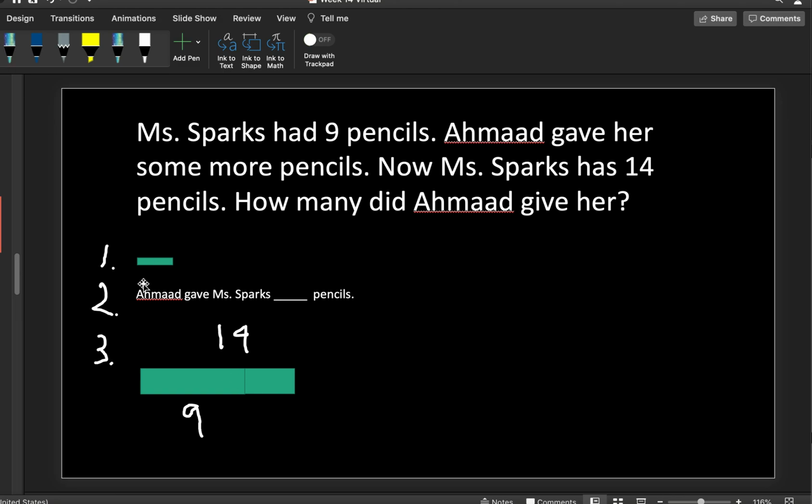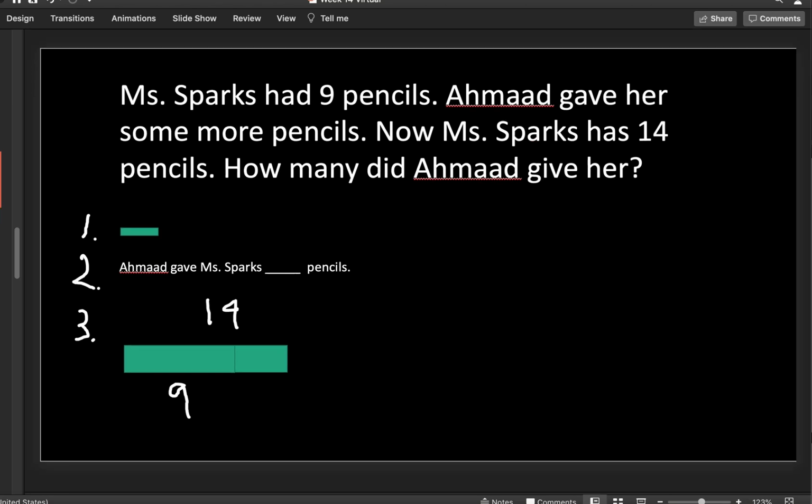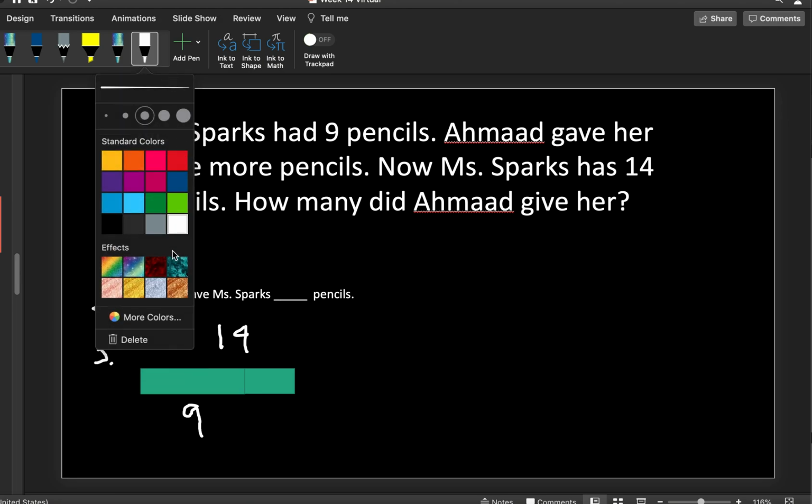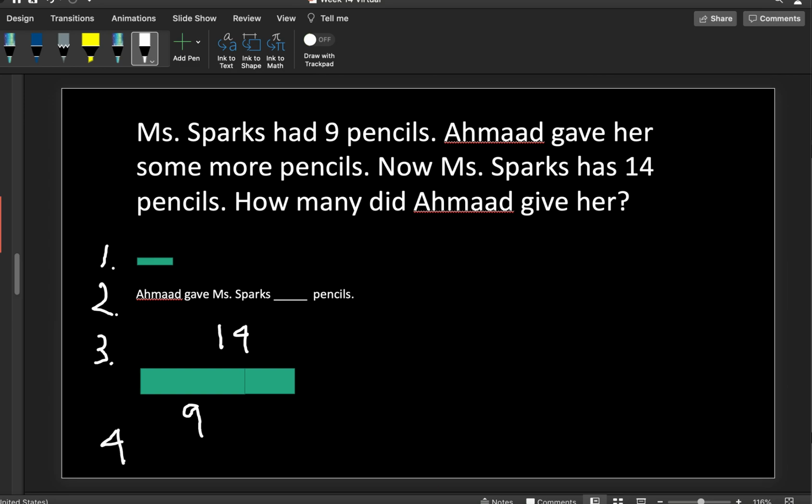Okay, but Miss Sparks, look, we already figured out that it was take away. So 14 take away 9. All right, so we have to go to our next step, which is to solve. So this is what we're trying to figure out. This is our question of how many did Ahmad give her, meaning Miss Sparks. So Ahmad gave Miss Sparks how many pencils? That is what we are solving right now.